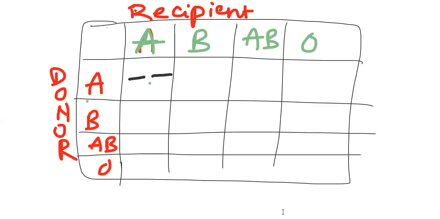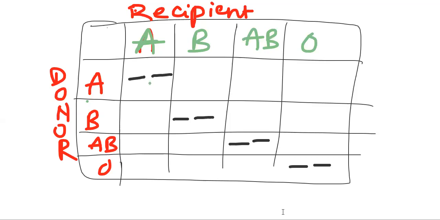Do remember, when there is no risk factor, A can be given to A, B can be given to B, AB can be given to AB, and O can be given to O. There is no risk factor. We already discussed the technical terms about the risk factor. I am just filling the table. So this is the way to fill the table. Then O as a universal donor, isn't it?